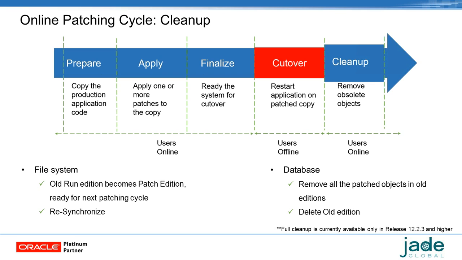And on the database side, you simply remove all the old editions which you don't need anymore and just delete them. So this way, on your file system, both the file systems are in sync, and on your database side there is only one edition which is up and running, supporting your running application. So those are the activities you do during cutover and cleanup.